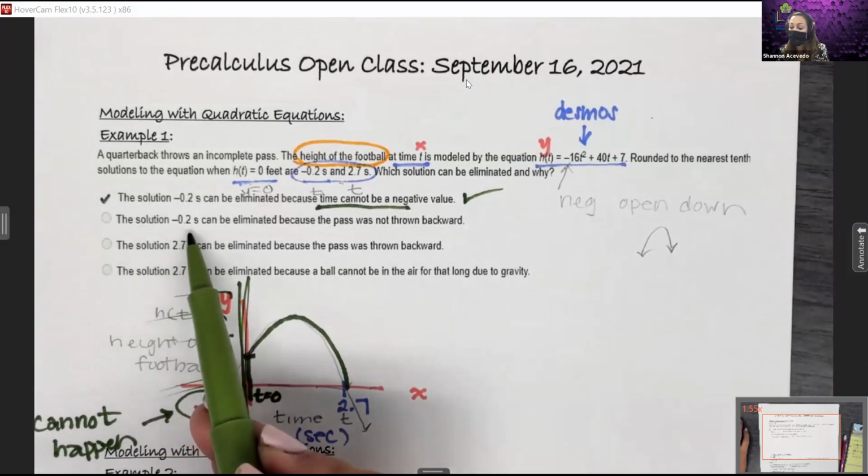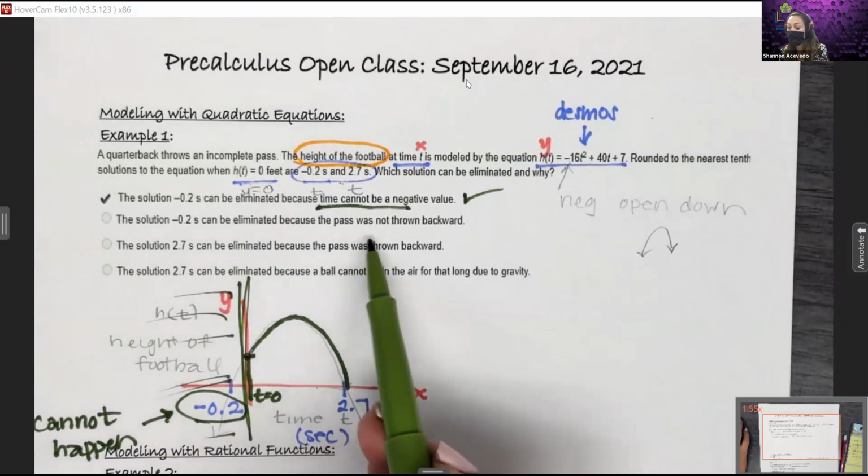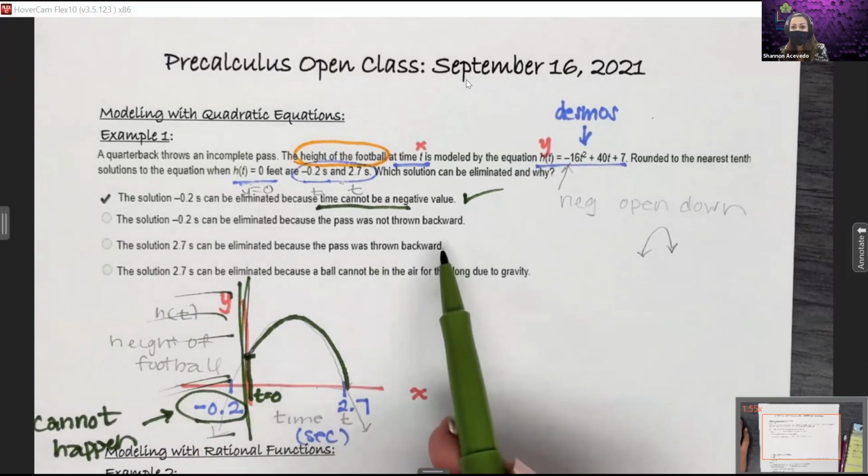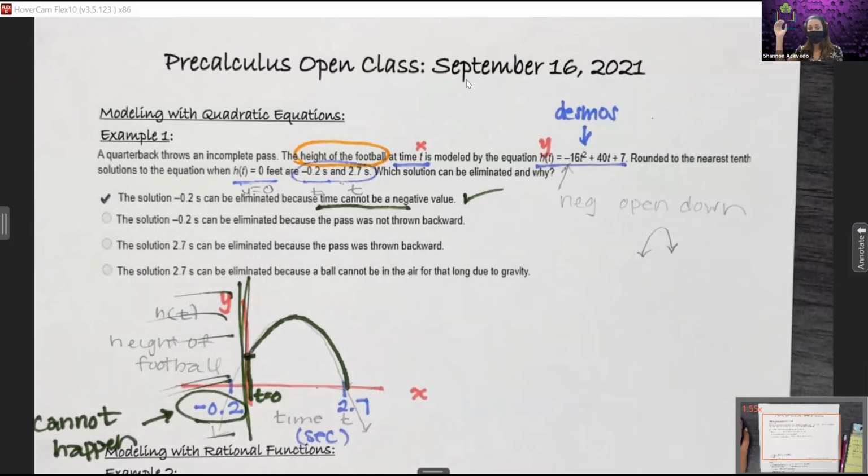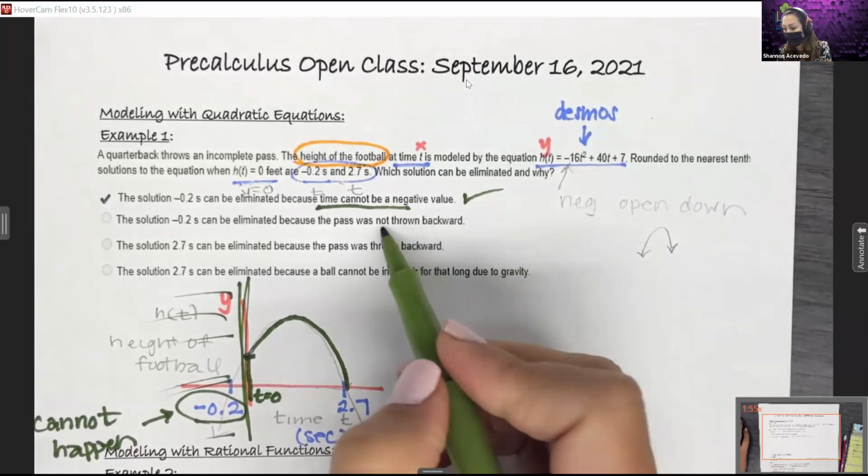The solution negative 0.2 can be eliminated because the pass was not thrown backwards. Well, even if I took the ball and went to throw it forwards, but I dropped it and it didn't go the right way, the timer was still counting until the ball hit the ground. So it didn't matter if I threw it over my head because the timer was still counting. And if we're counting, we're only counting up in time. So it's never going to be negative. So it doesn't matter if the ball was thrown forwards, backwards, up, or straight at the ground. It's still counting time in a positive. So this direction does not matter.